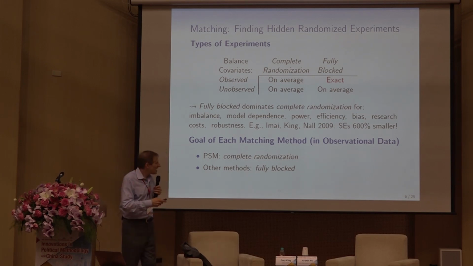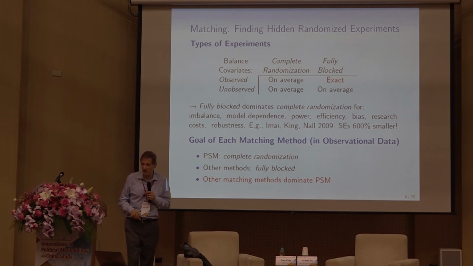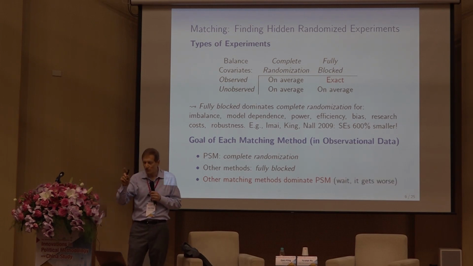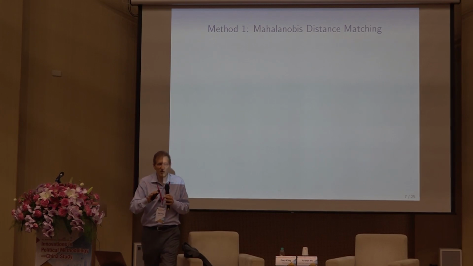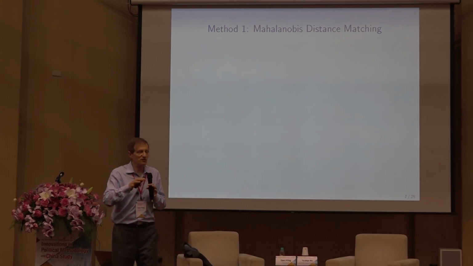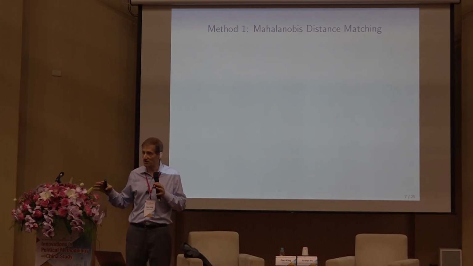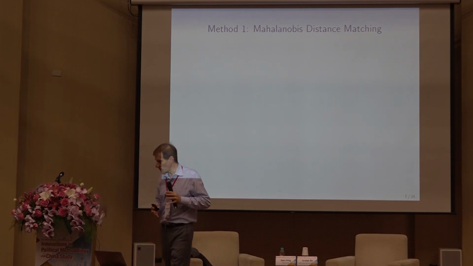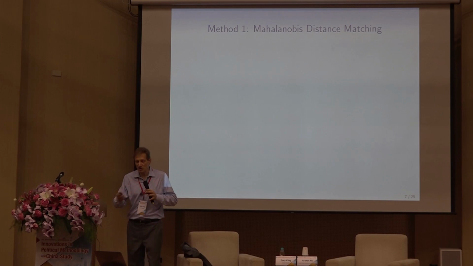However, it turns out other methods dominate PSM, the mathematical term. They're just uniformly better than PSM. However, it gets worse for propensity score matching in a surprising way, in a way that took us years to understand. Let me now describe three methods of matching. I'll give you a visual version and a mathematical version so we have a good feel for what we're talking about, and then I'll show you the consequences.